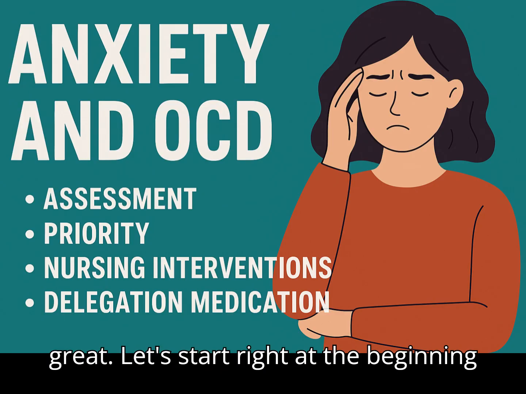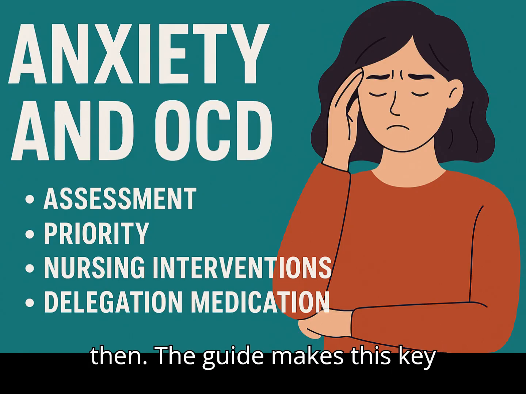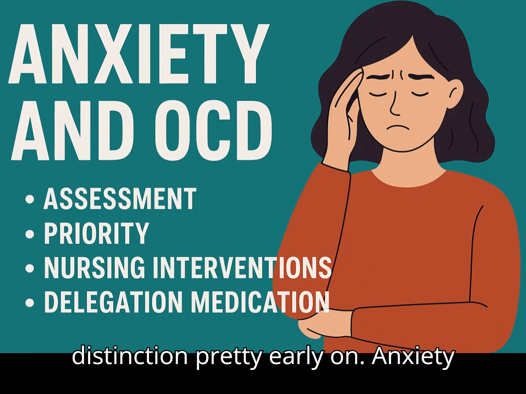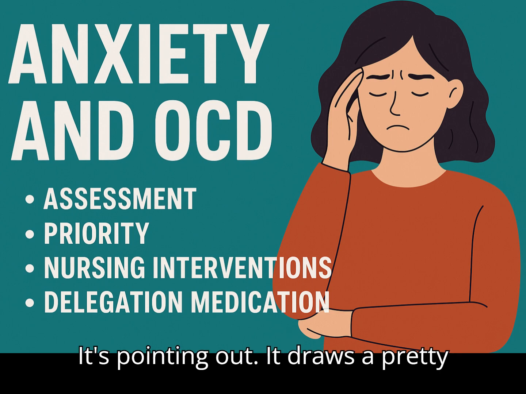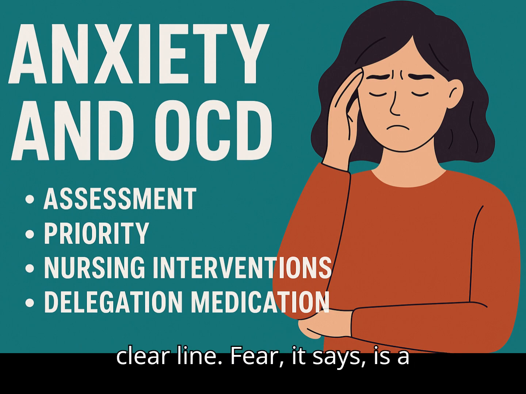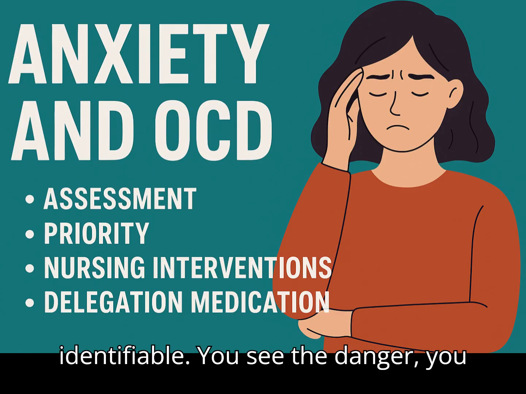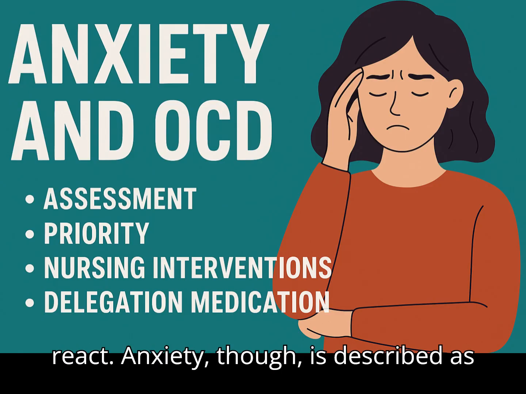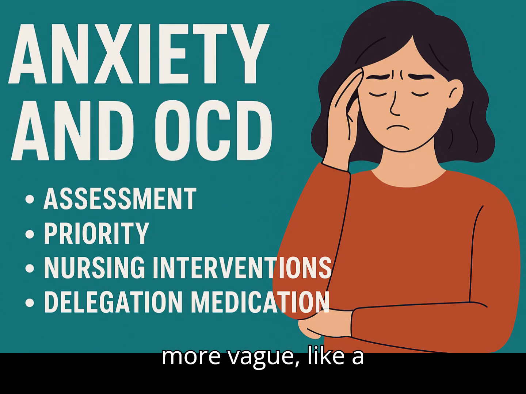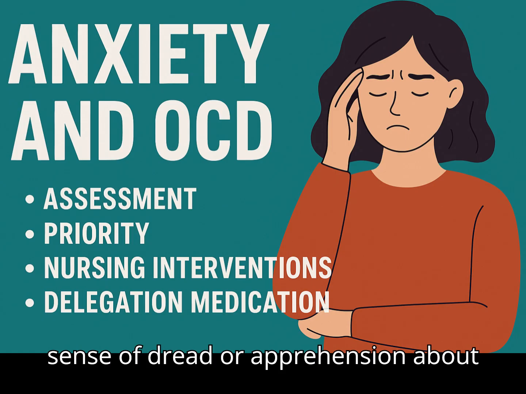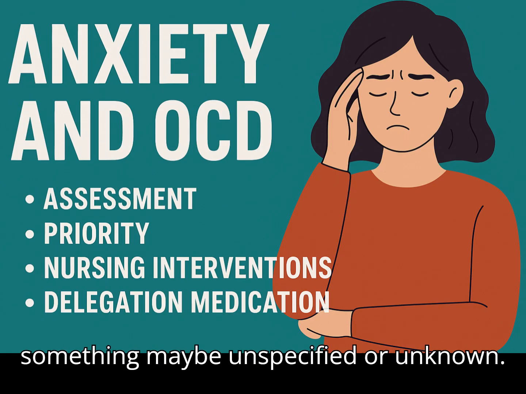Okay, great. Let's start right at the beginning then. The guide makes this key distinction pretty early on. Anxiety versus fear. What's the core difference it's pointing out? It draws a pretty clear line. Fear, it says, is a reaction to something specific, something identifiable. You see the danger, you react. Anxiety, though, is described as more vague, like a sense of dread or apprehension about something maybe unspecified or unknown.